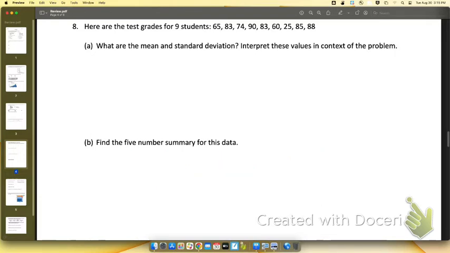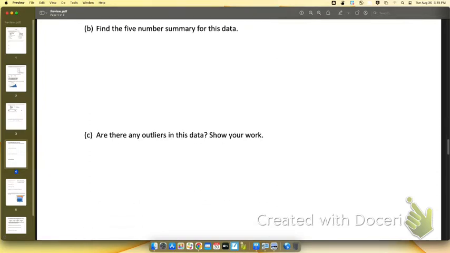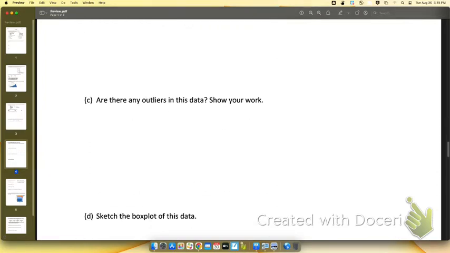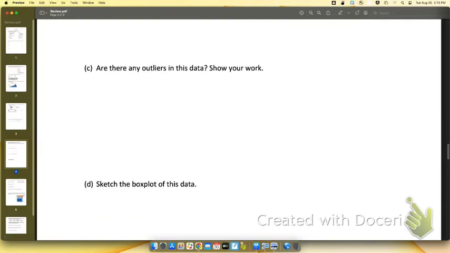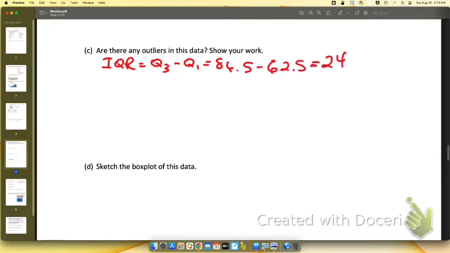The next part of this question is asking us about outliers. Are there any outliers in this data? So again, we're going to need to check using the 1.5 IQR rule. So I'm going to find my IQR. IQR is Q3 minus Q1, so that would be 86.5 minus 62.5, and that's 24. Then I'm going to do 1.5 times my IQR. So that's 1.5 times 24.